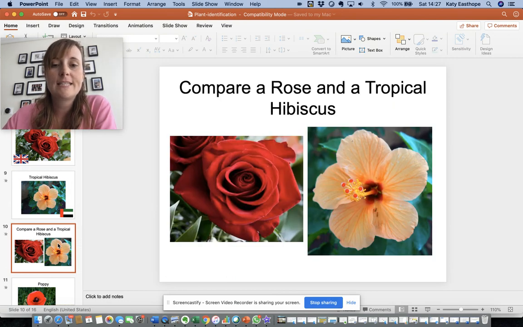So what can you say that's the same about these two? What's the same? It's a trickier one. Well, what's the same is they've both got petals, haven't they? They both come in different colours. But what's different is this one's only got 5 petals. This one's got lots of petals. But this one also has the pollen that sticks out.